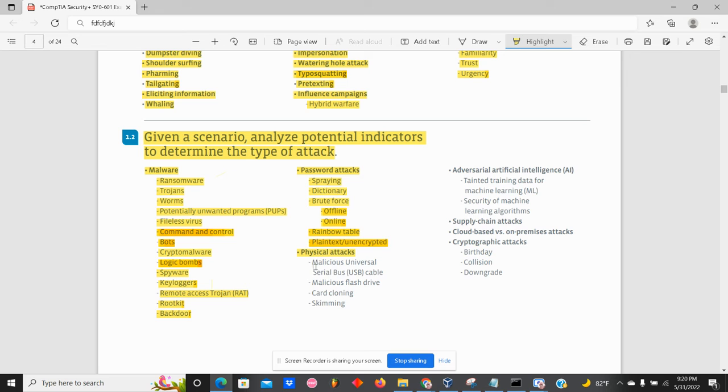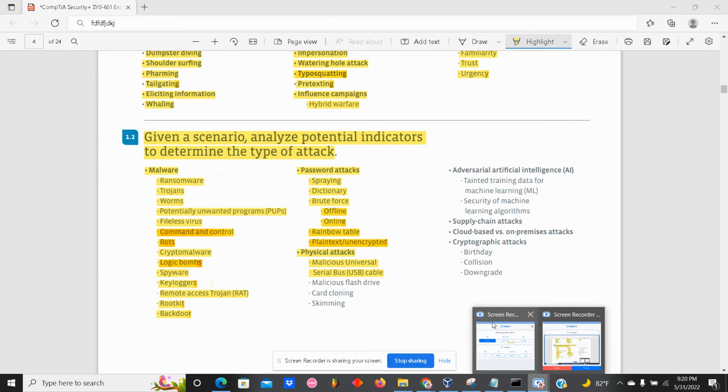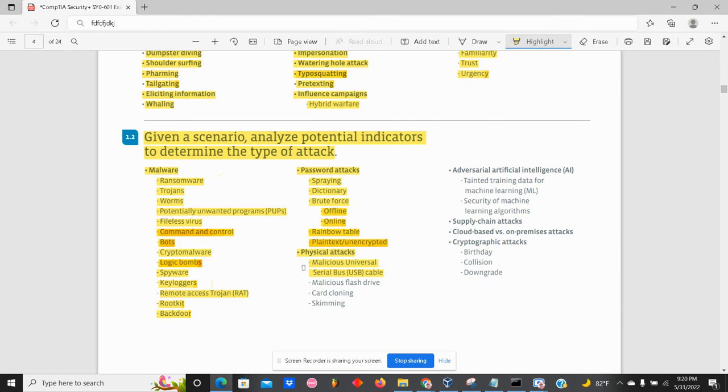Physical attacks, like a malicious universal USB cable. It can be a charger cable, like an iPhone charger cable, but it actually has a completely different system. It might have its own keyboard that is remotely controlled. The same applies with a malicious flash drive. Through that, you could get malicious scripts installed into your computer, or malicious spyware, keyloggers, all sorts of malware. Card cloning, I don't have to explain that.